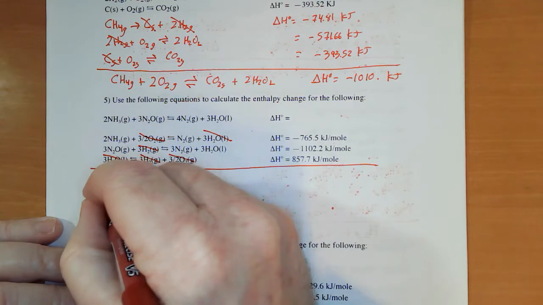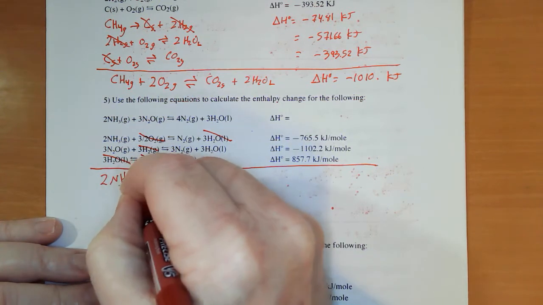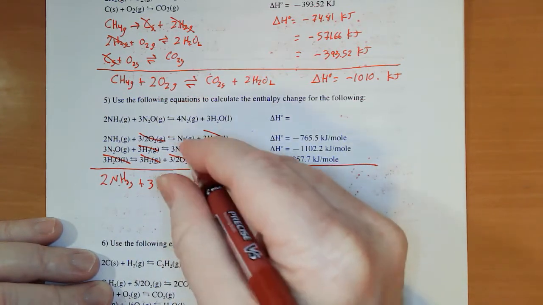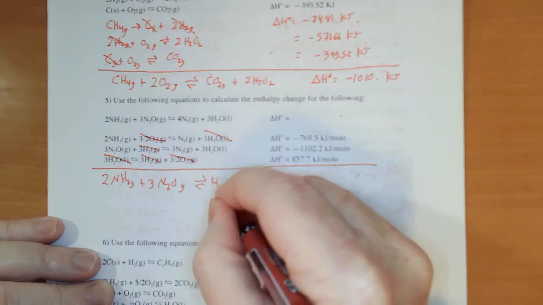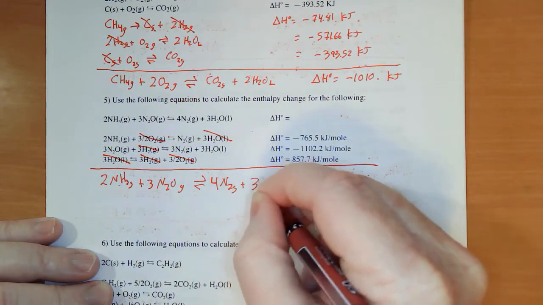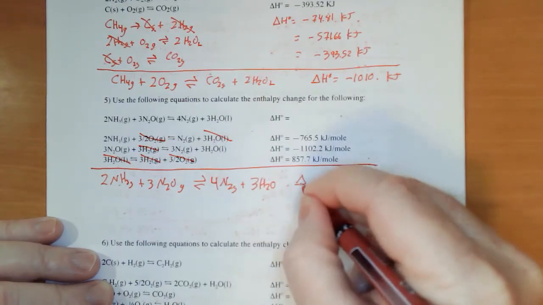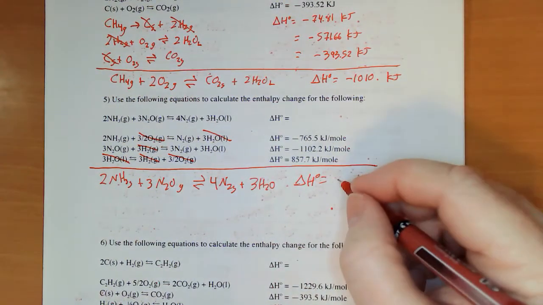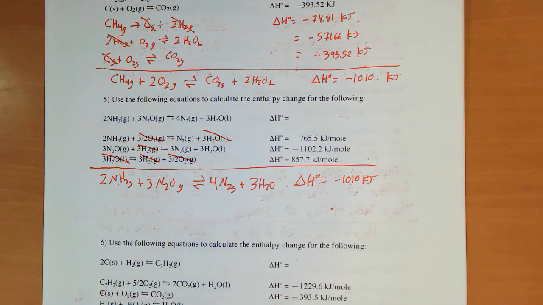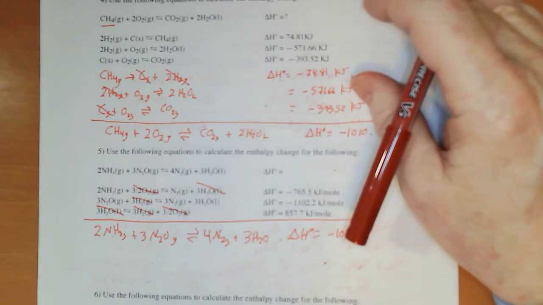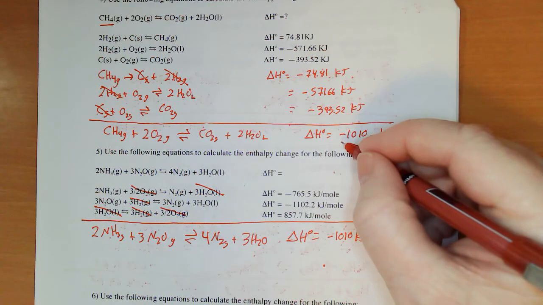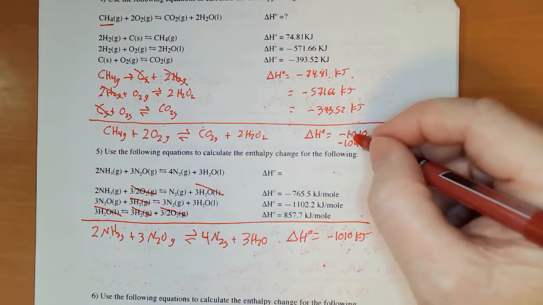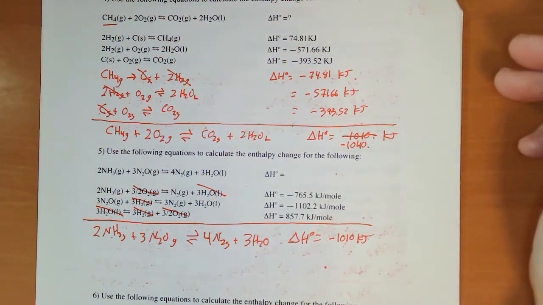Okay? 2NH3 gas plus 3N2O gas gives me 1 and 3 is 4 N2 gas and 3H2O liquid. Add the whole thing up, and that delta H naught is negative kilojoules. You know, I just spotted something that I misread here. I'm sorry, this was actually the negative 1040, and this is the negative 1010. Sorry about that, folks. Okay.